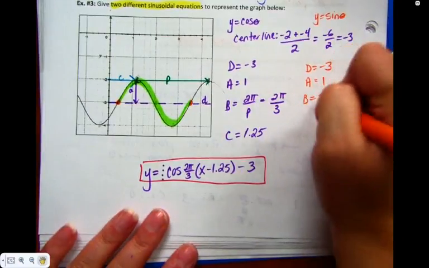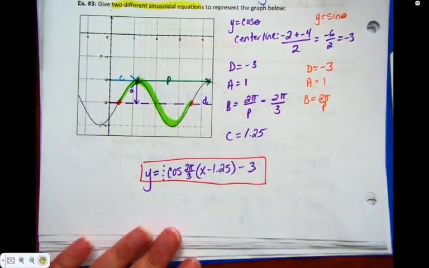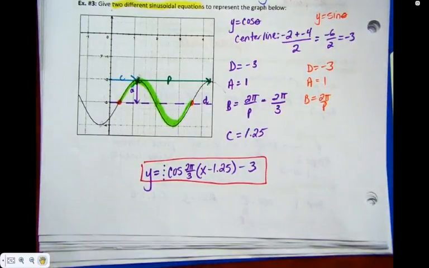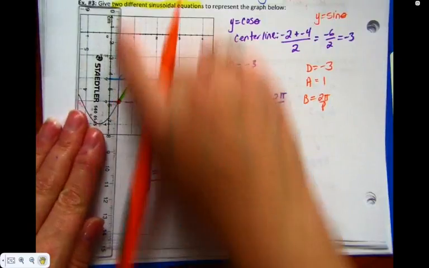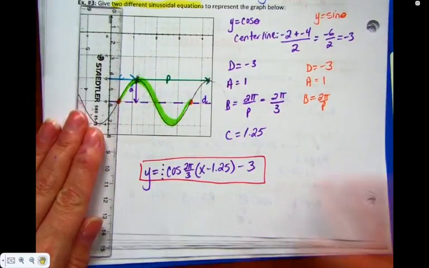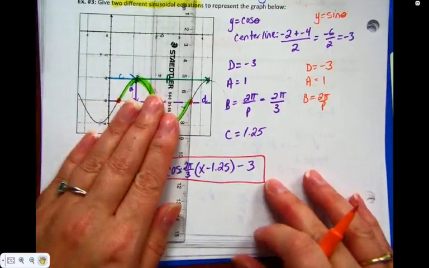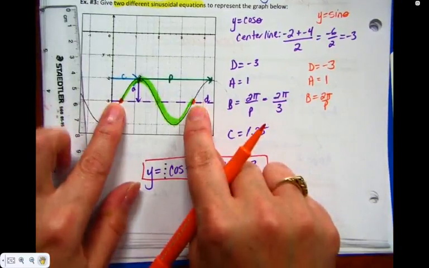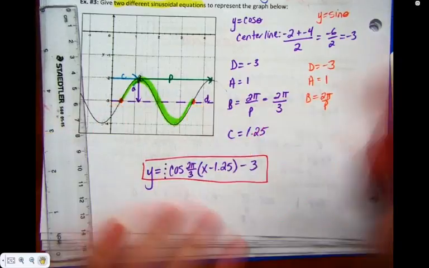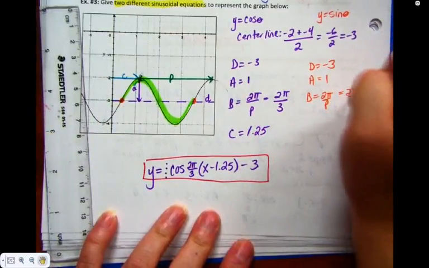The period, or the b value, is still 2 pi divided by the period. Period is still the starting point to the end point. So I'm just looking at my starting point here. I look to be about 0.5. And over here I'm 3.5. So how many units between 0.5 and 3.5? Oh, 3. Oh, that didn't change.